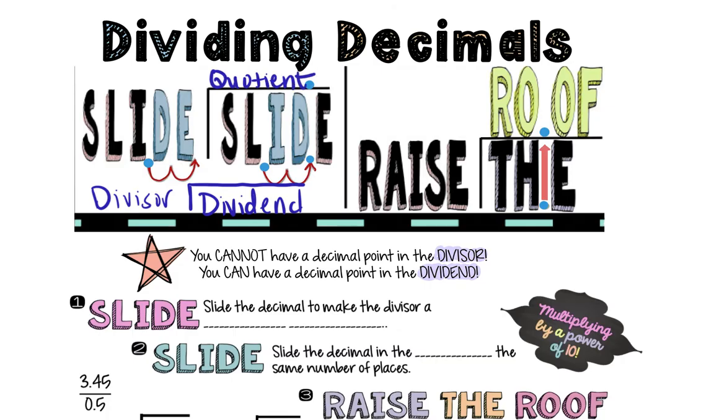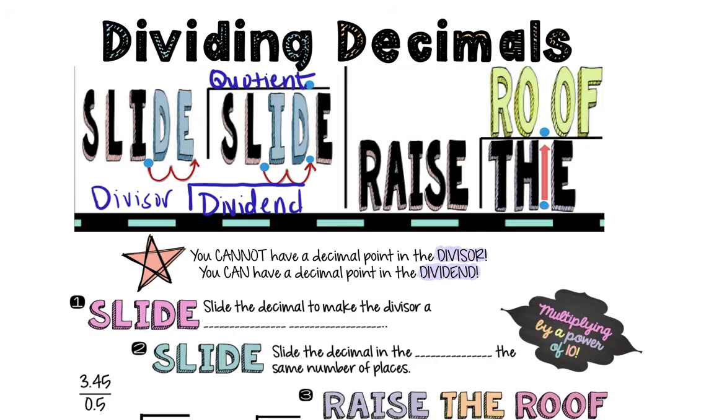Now, you have learned in the past to divide. If there's a decimal in the dividend, you just bring the decimal up and then divide regularly. So you can have a decimal point in the dividend, but you cannot have a decimal point in the divisor. So in this part, there cannot be a decimal point. So we need to get it out. The way we're going to do that is by multiplying by a power of 10.